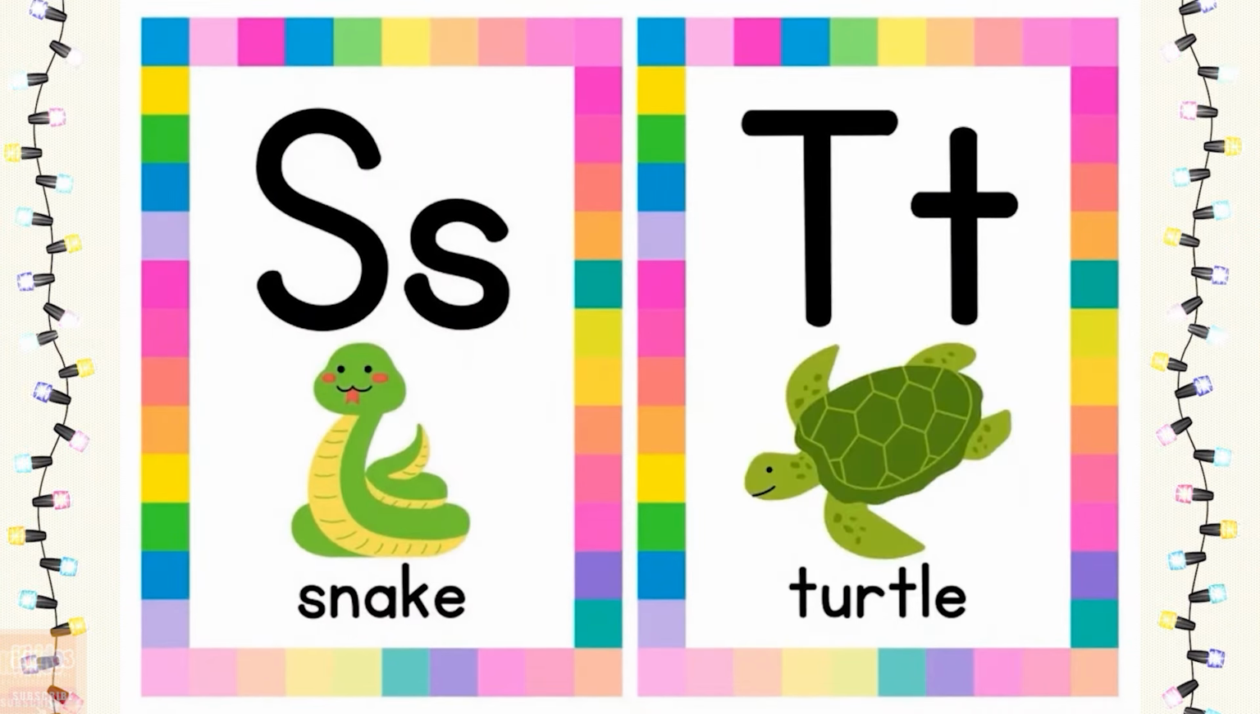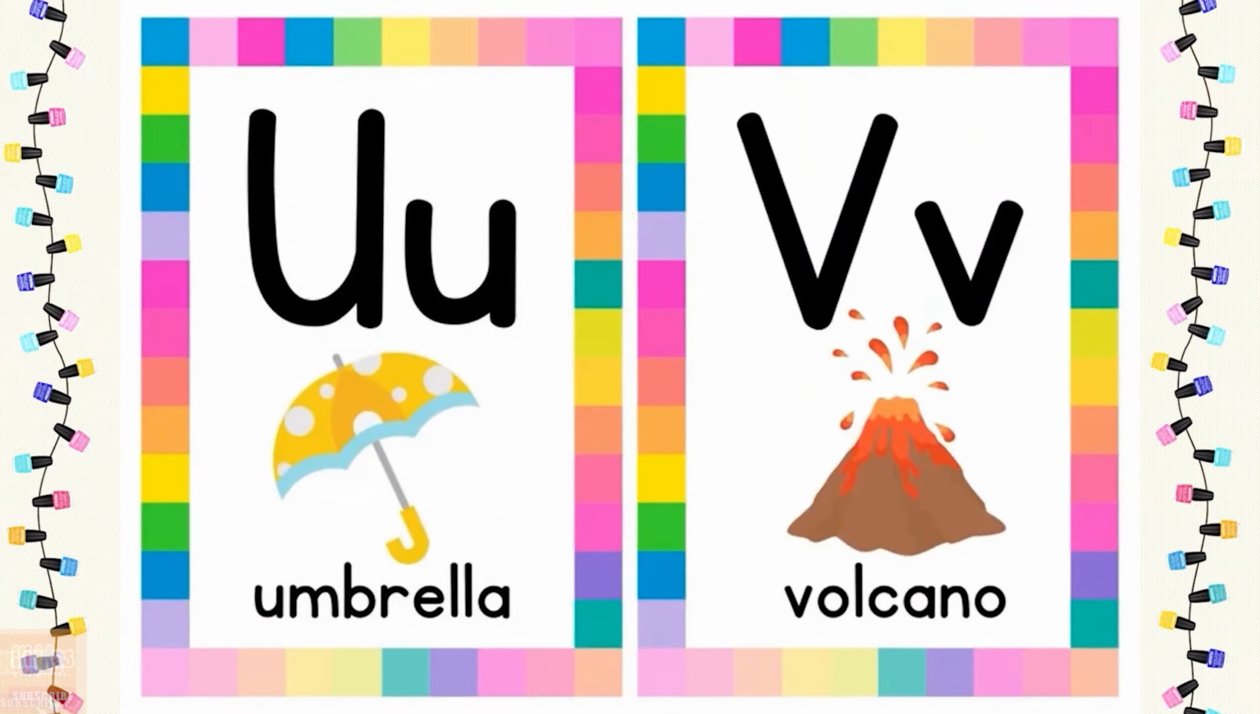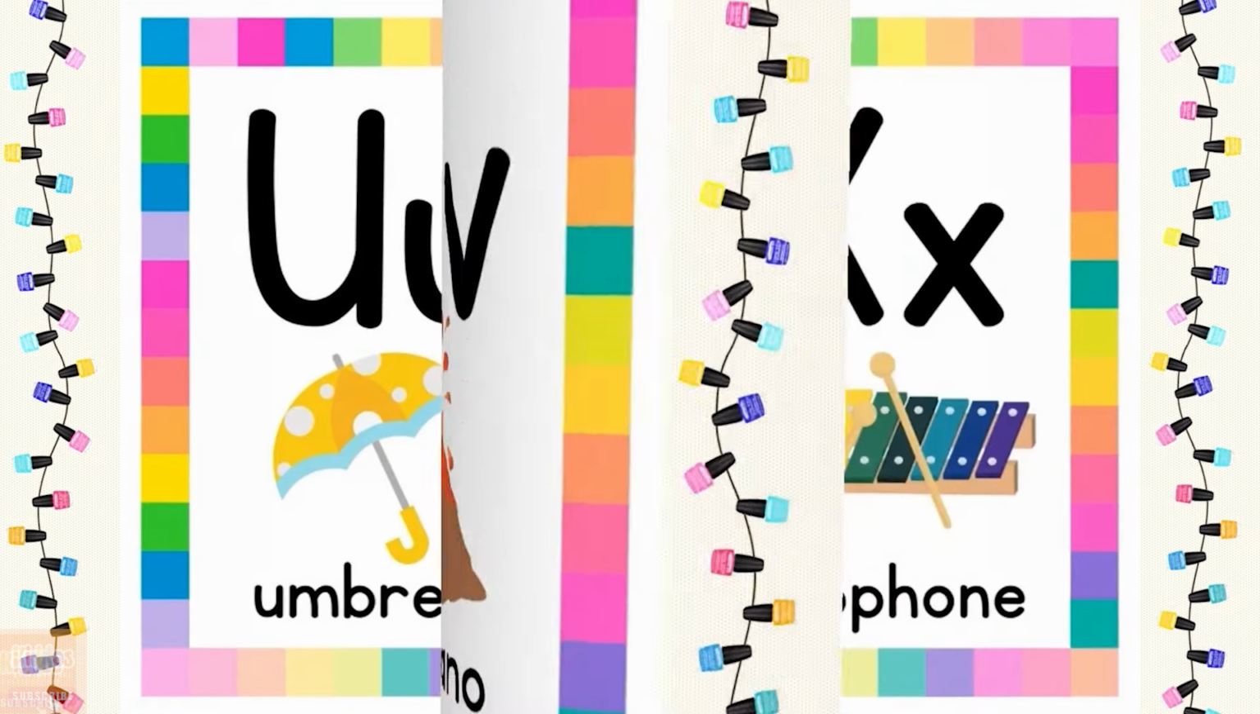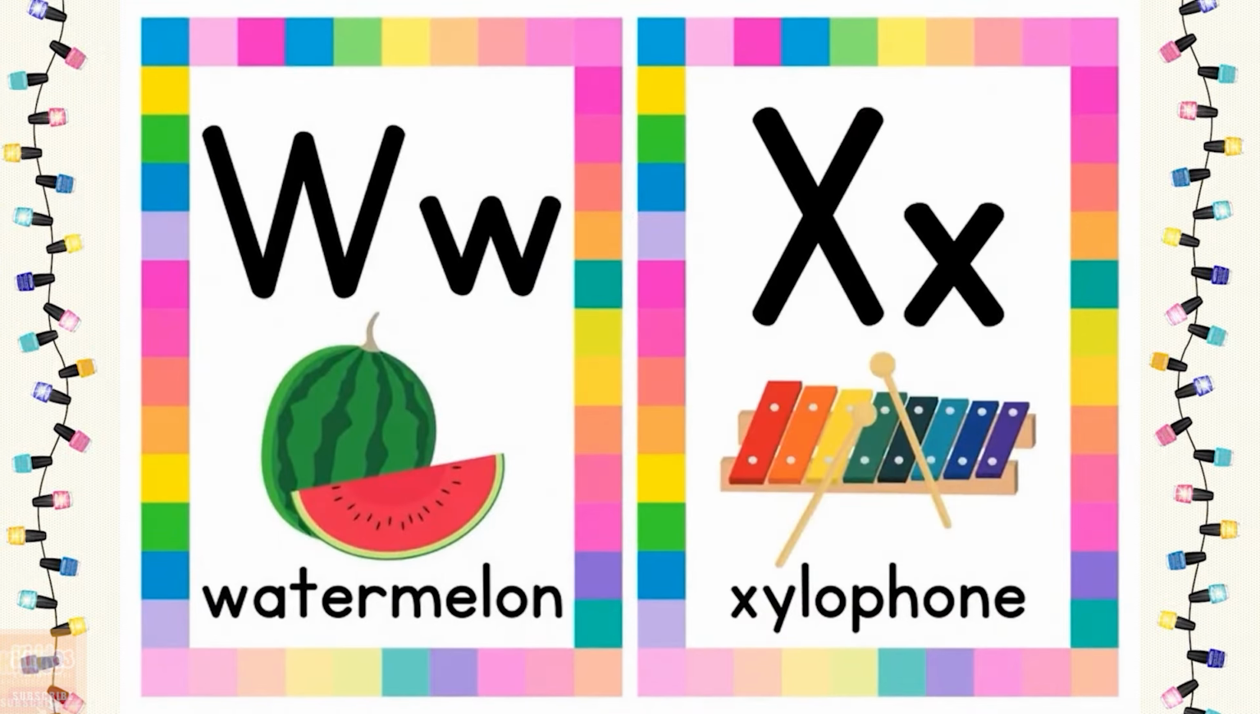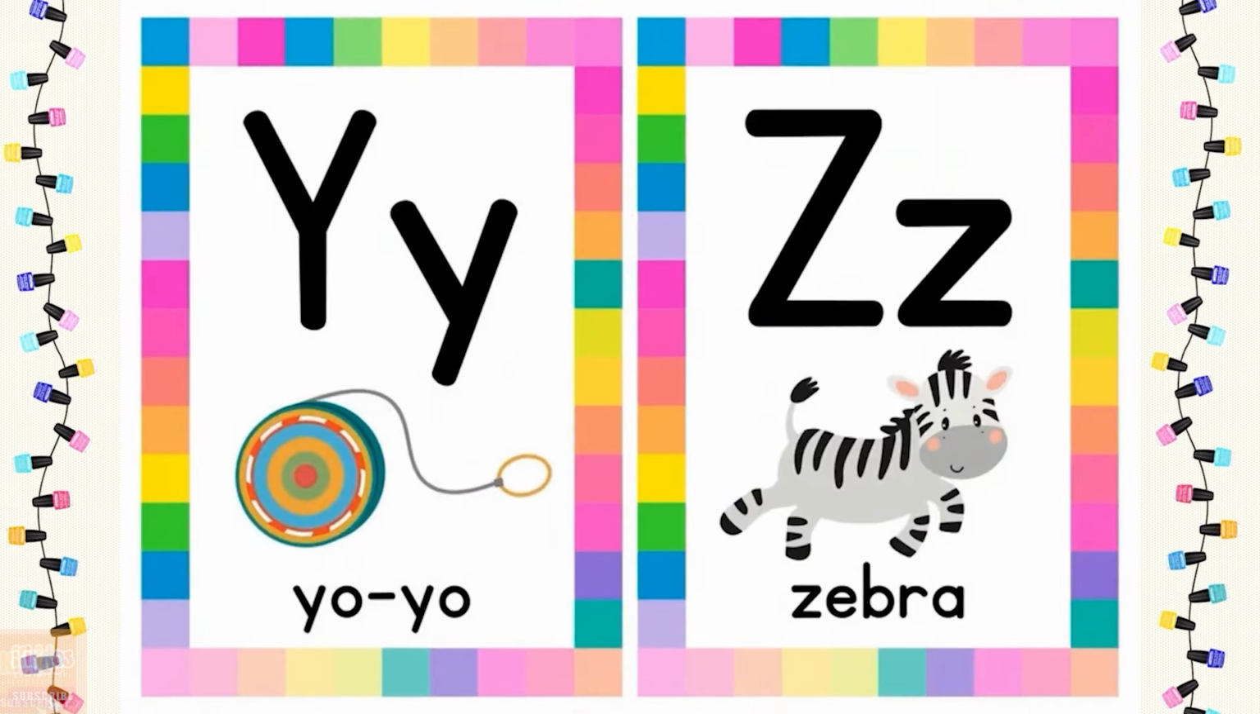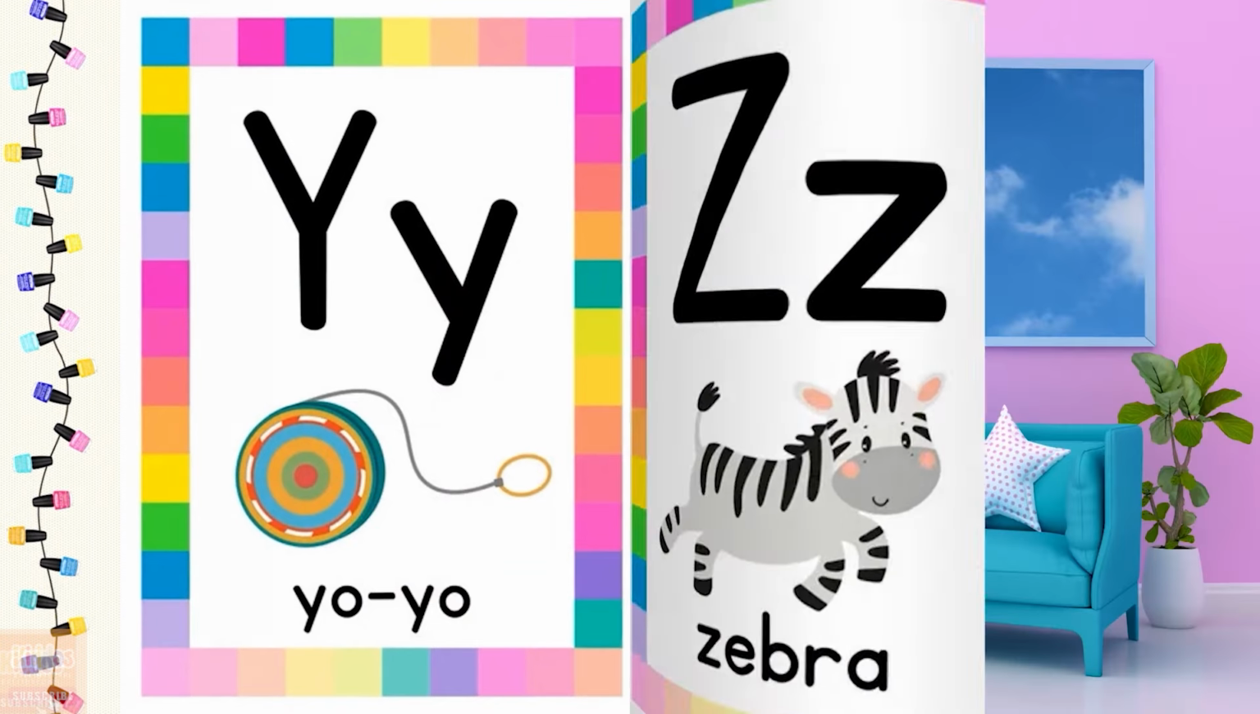S is for snake. T is for turtle. U is for umbrella. V is for volcano. W is for watermelon. X is for xylophone. Y is for yo-yo. Z is for zebra.